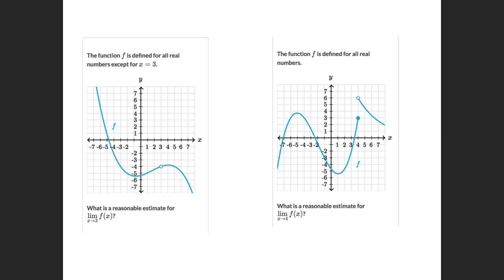Excellent. Okay, now here's a couple problems from the Khan Academy. It says the function f is defined for all numbers except x equals 3. What is a reasonable estimate for the limit as x approaches 3? So in this problem, what would your answer be? What is the limit as x approaches 3 for that problem?